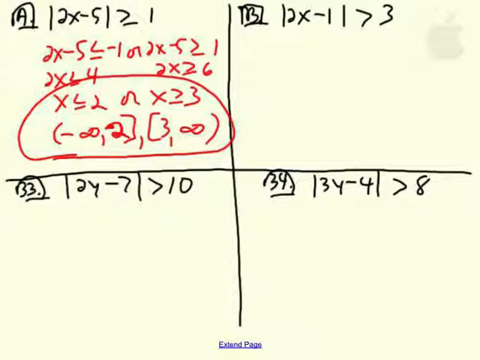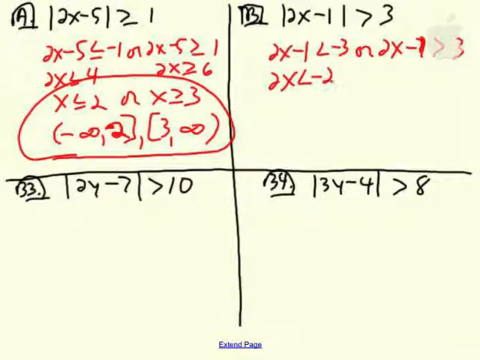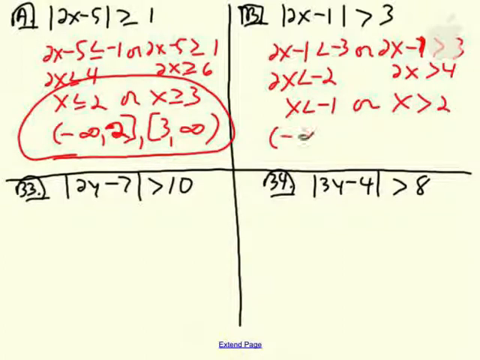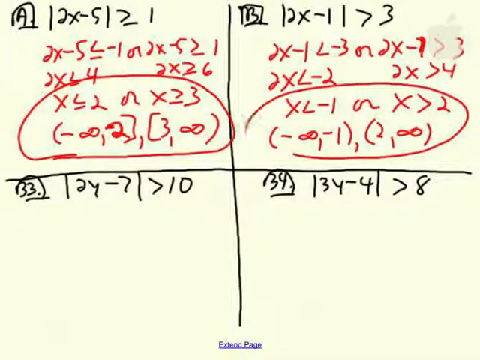33 is wings. 2x minus 1 is going to have to be to the left of minus 3 or to the right of 3. So 2x is going to be less than minus 2. X is less than minus 1. Or in the other one, 2x is greater than 4 or x is greater than 2. And this is going to be minus infinity to minus 1 like that, and comma 2 to infinity. Don't forget to use the word or, comma when you're supposed to, like in these, in the wings.